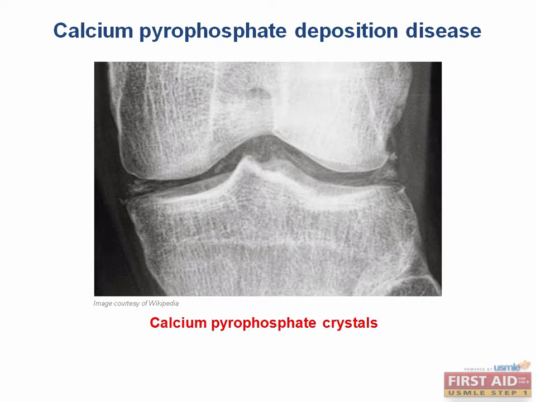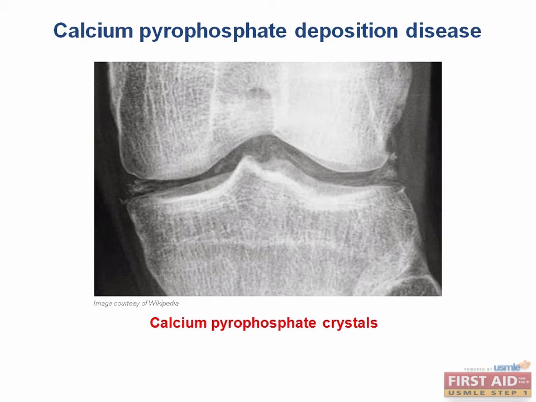Pseudogout is just like gout, but a different type of crystal. We aren't dealing with uric acid anymore, but calcium pyrophosphate crystals. How can you distinguish gout from pseudogout? One thing that might raise your suspicion is gouty symptoms in a large joint like the knee. Pseudogout is usually in larger joints.